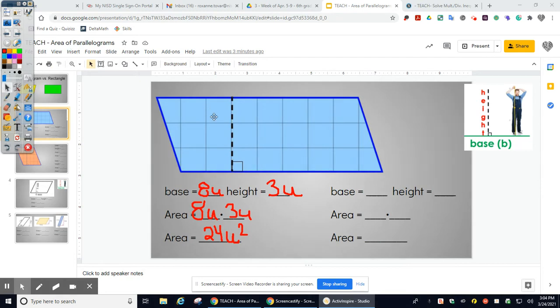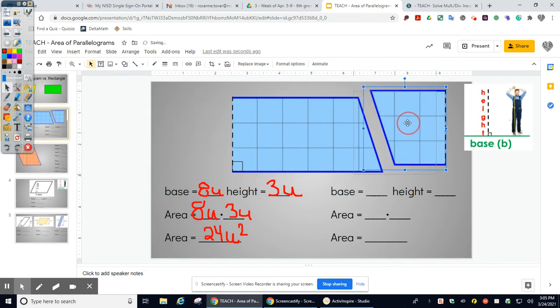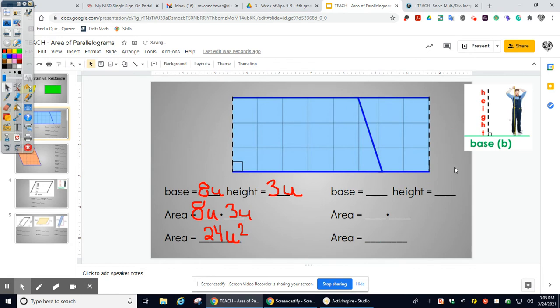Now let's turn this parallelogram into a rectangle. So really all I need to do is move this piece over here to the other side and line it up. And I can see here now my parallelogram has turned into a rectangle. And you notice I didn't lose any pieces. I still have the exact same amount of area as I did when this was a parallelogram.